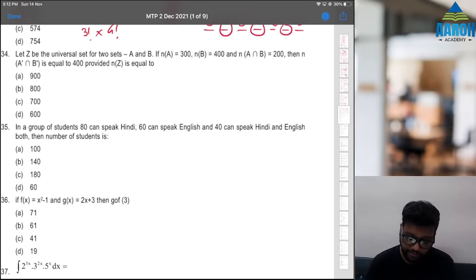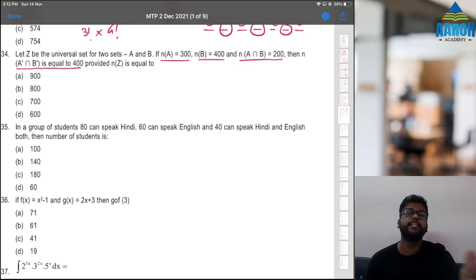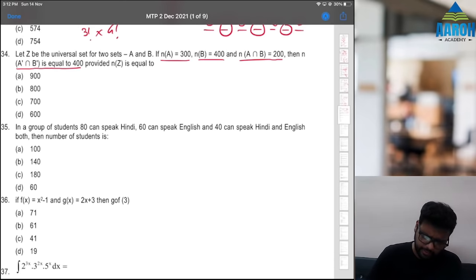34. Let Z be the universal set for 2 sets. If n of A is 300, n of B is 400, and n of A intersection B is 200, then n of A dash intersection B dash is equal to 400, provided n of Z is equal to what? That is a good framing. Tricky framed question, but easy. Understand that they are saying we want this as 400.